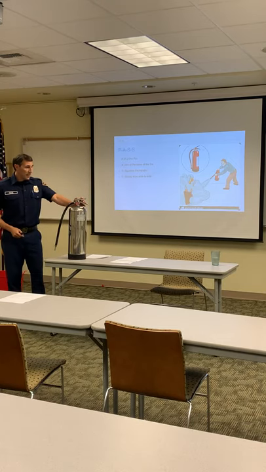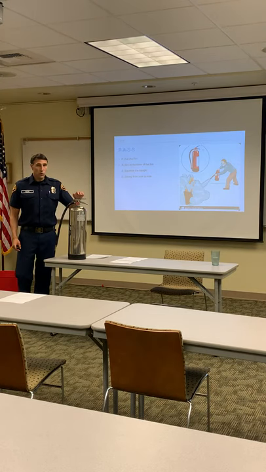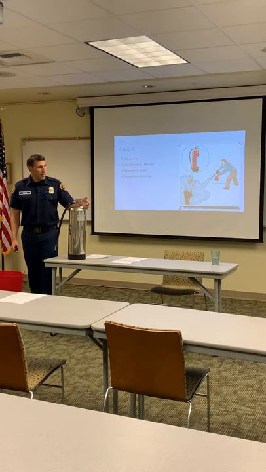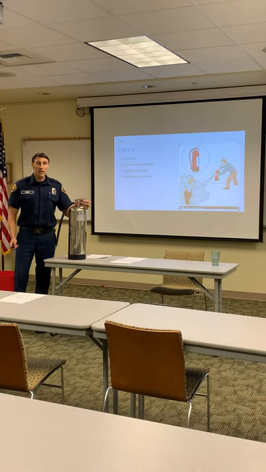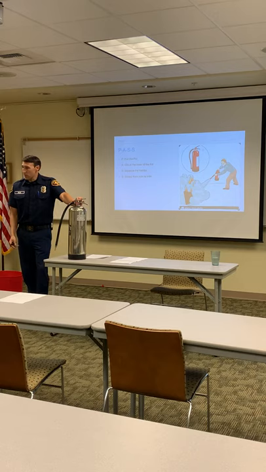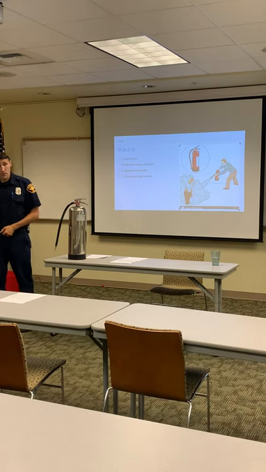Next thing we're going to do is aim at the base of the fire, as we can see here. We're going to squeeze the handle, which is that actuating handle we spoke about earlier, and then we're going to sweep from side to side. A good rule of thumb is for us to start back about 6 to 8 feet. Make sure we've selected the correct fire extinguisher, and slowly make our way towards the fire as we extinguish it.